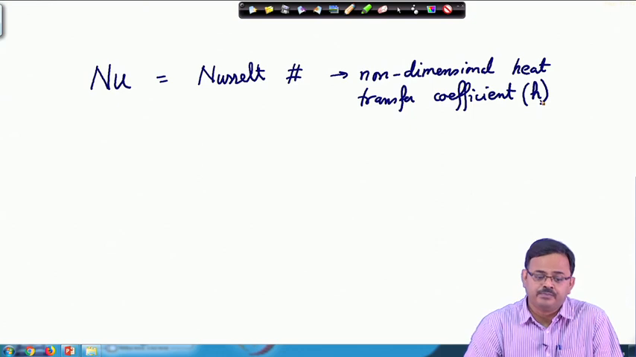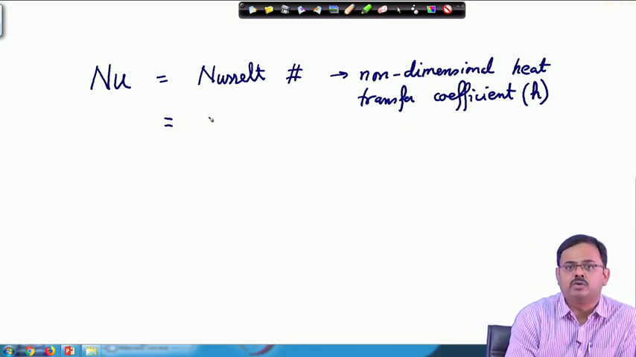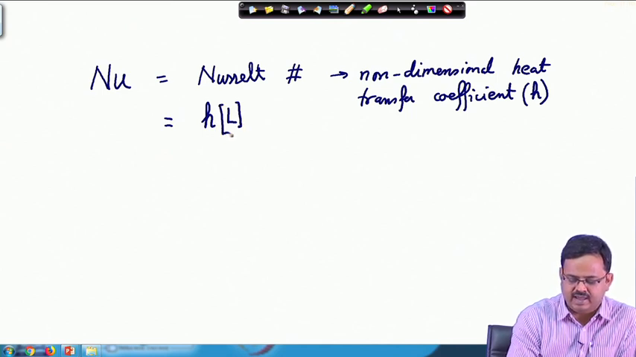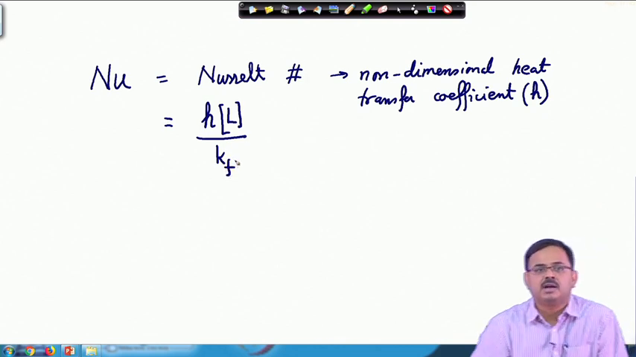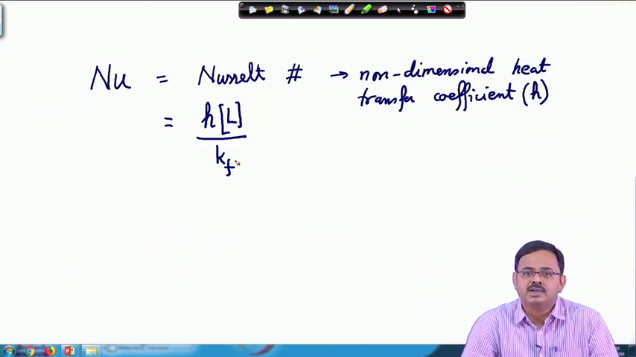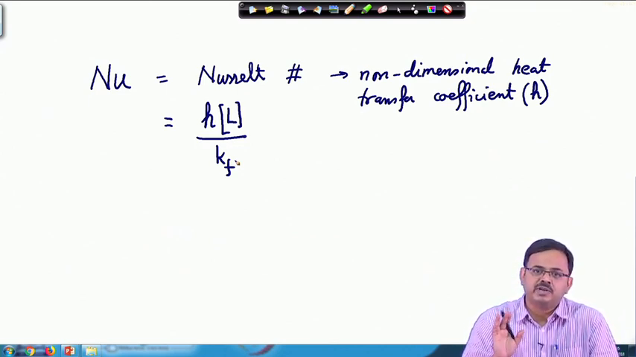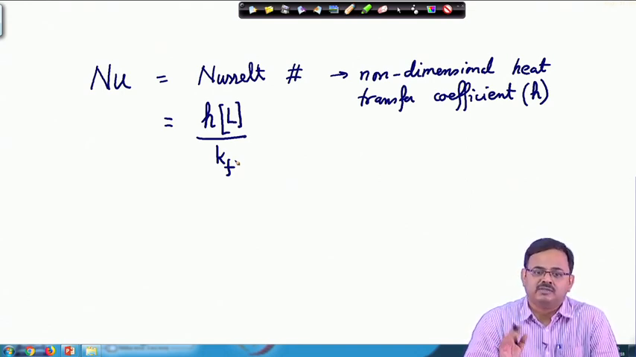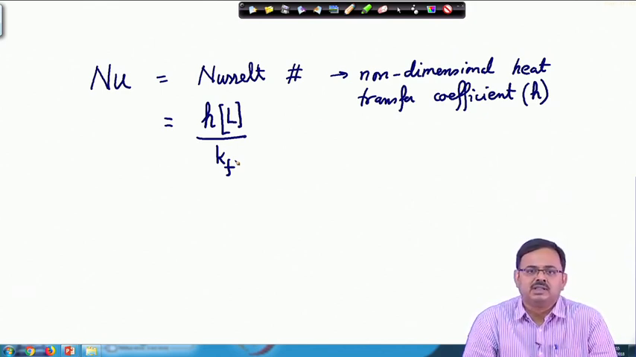So, what is Nusselt number? It is a non-dimensional heat transfer coefficient. What we do is we take H and multiply it with some length scale, which is L, and divide it by the fluid thermal conductivity Kf. If you just look at the units, this is non-dimensional, because H is watt per meter squared Kelvin and thermal conductivity is watts per meter Kelvin. So, H times a length divided by thermal conductivity is non-dimensional.